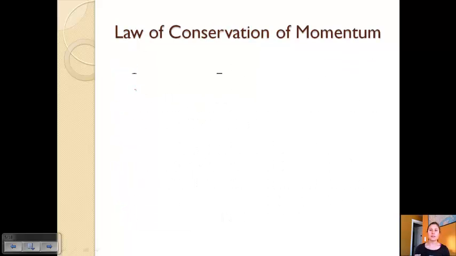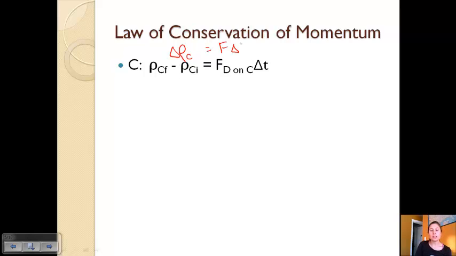The law of conservation of momentum says that for object C, the momentum final minus the momentum initial, which is the change in momentum of object C, is equal to the impulse, which is the force of object D on object C times the change in time over which that force occurs. This is just the equation we talked about the other day with the impulse-momentum theorem, and now we're going to relate that to our conservation of momentum.